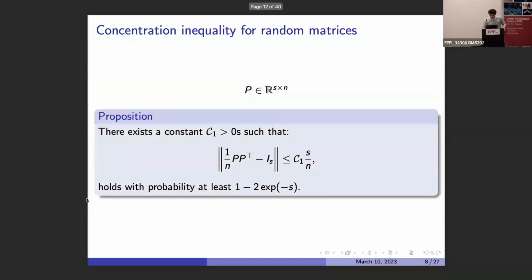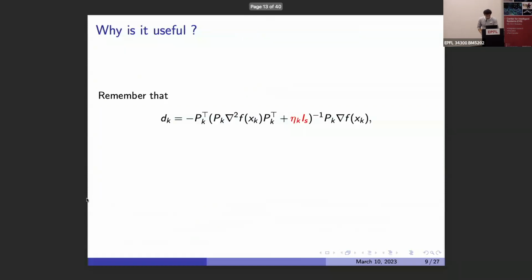One other result we will need is this concentration inequality for random matrices. It says that if P is a random Gaussian matrix, S by N, then of course P times P transpose will have full rank with probability 1. But also, if you scale P times P transpose by a factor 1 over N, it will be very close to the identity. This will be useful.